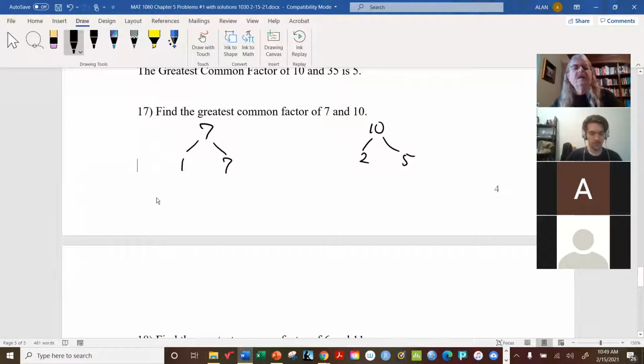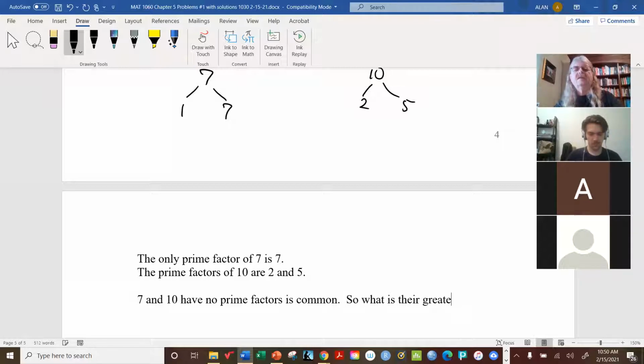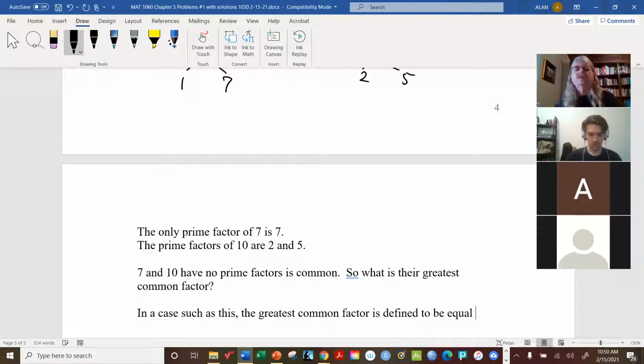All right, so here's the strange part now, because 7 is prime, therefore the only prime factor of 7 is 7. The prime factors of 10 are 2 and 5. 10 and 7 rather, have no prime factors in common. So what is their greatest common factor? In a case like this, the greatest common factor is defined to be equal to 1.